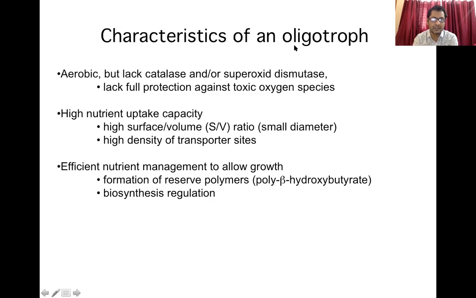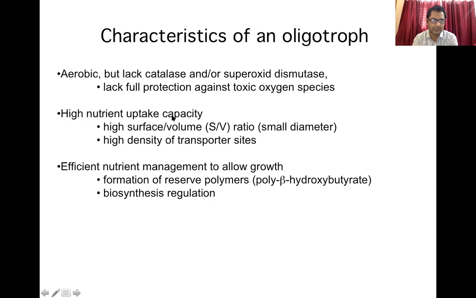So, characteristics of oligotrophs. They can be aerobic, but they lack enzymes like catalase and superoxide dismutase, so they don't have protection against the toxic oxygen species. They don't have full protection against the toxic oxygen species like the facultative anaerobes.